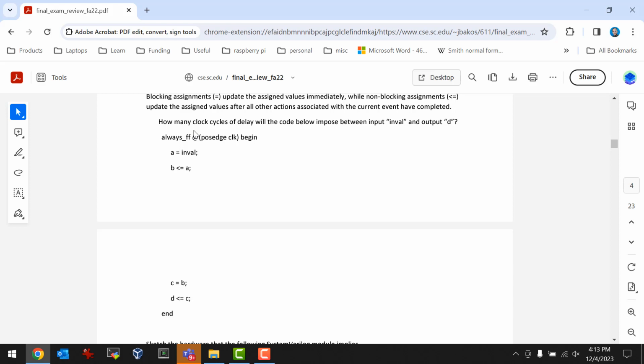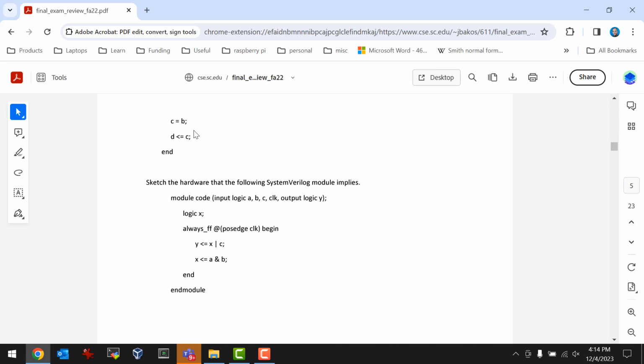But inval is assigned to A, and then A is assigned to B. Because the first one is blocking and the second one's non-blocking, these two will activate together on the same edge of the clock, right? So basically, there's only one cycle of delay between inval and B. Likewise, there's one cycle of delay between B and D because of the same reason. So in total, there are 2 cycles of delay between inval and D. So it'll take 2 cycles before whatever I had as inval gets popped out of the D value. Make sense?